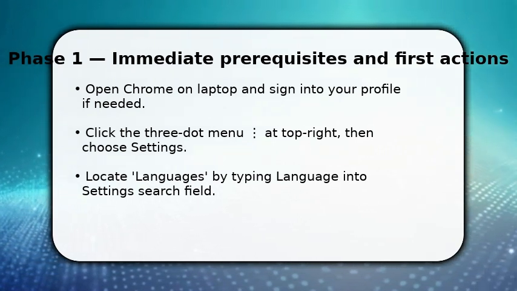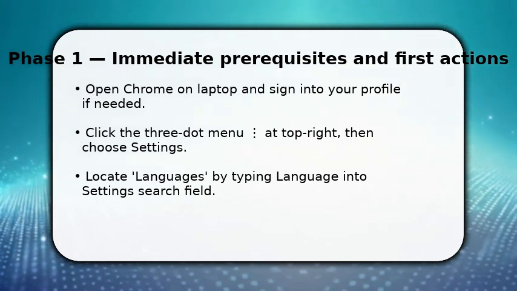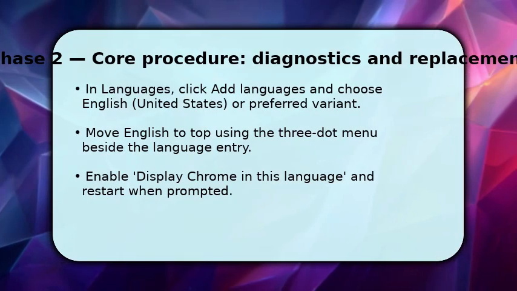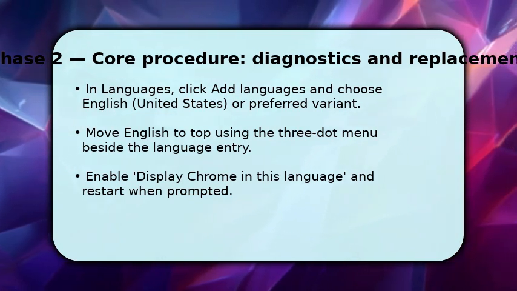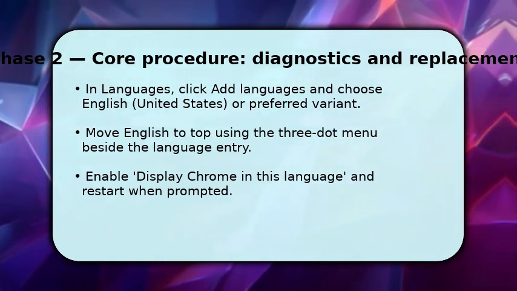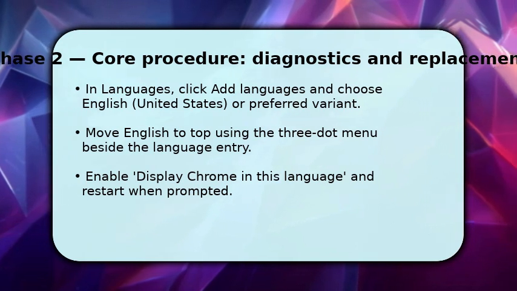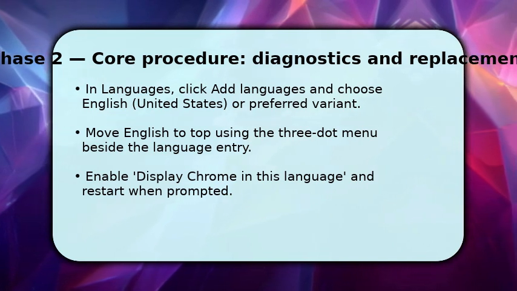You're doing this because Chrome displays menus, prompts, and spell check in the chosen language, so switch it before adjusting other preferences. Once you've found languages, click Add Languages and pick English. Select the regional variant you prefer, like English United States or English United Kingdom. After adding, click the three-dot menu next to English and choose Move to the top so Chrome prioritizes it.